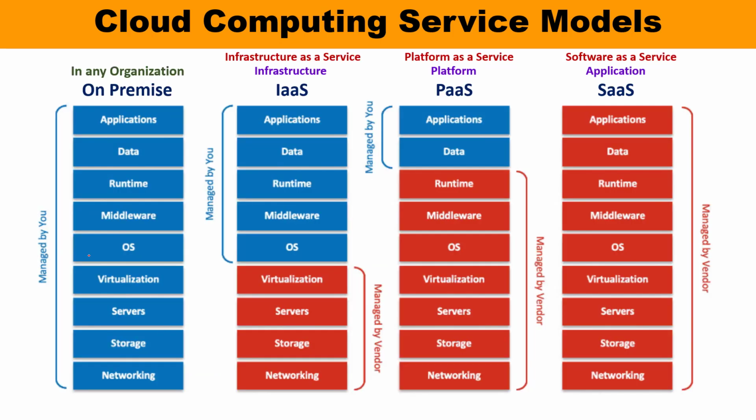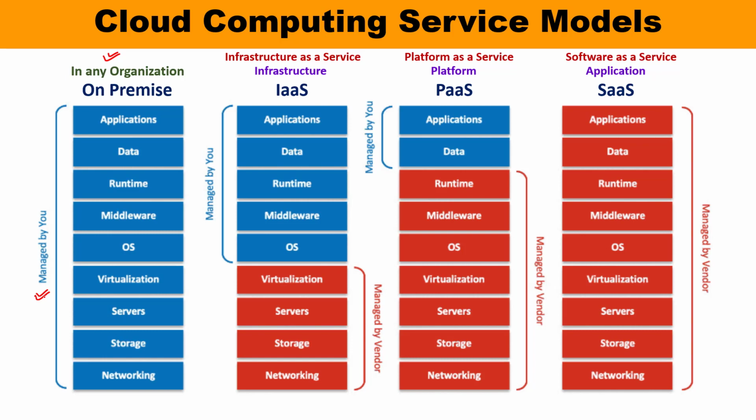In this diagram, you can understand with the help of an example. When we are talking about an individual organization, then on premises that organization needs operating system, virtualization, servers, storage, networking, applications, database, everything. So when we are talking about an individual organization, each and every thing will be managed by you, meaning by that particular organization. This is the generic case.